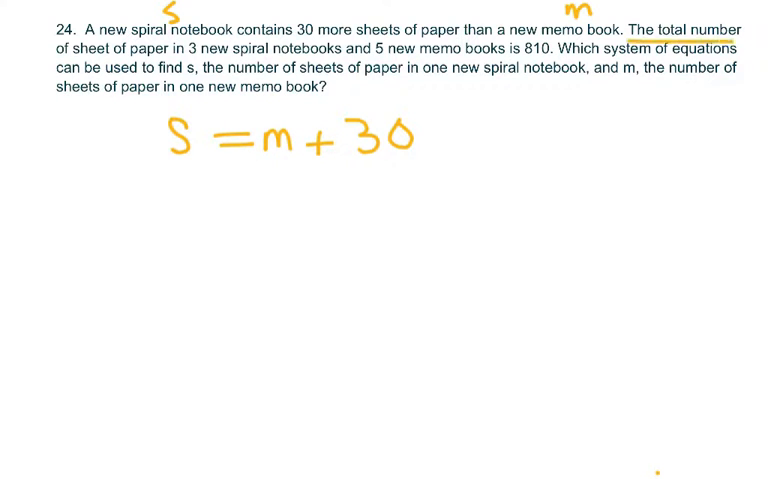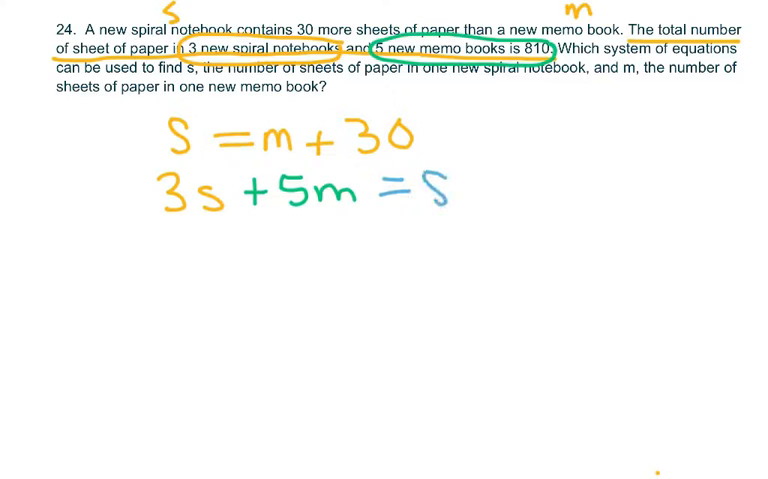The total number, this is the next thing you're going to write. So we have 3 spiral, so 3 times s, and we have 5 memo books, and we're counting the sheets in the paper. So this would be plus 5m, and our total is 810. So I think I'm done, but when I look at my answers, it's not there. So what I'm going to do is write this one in standard form.